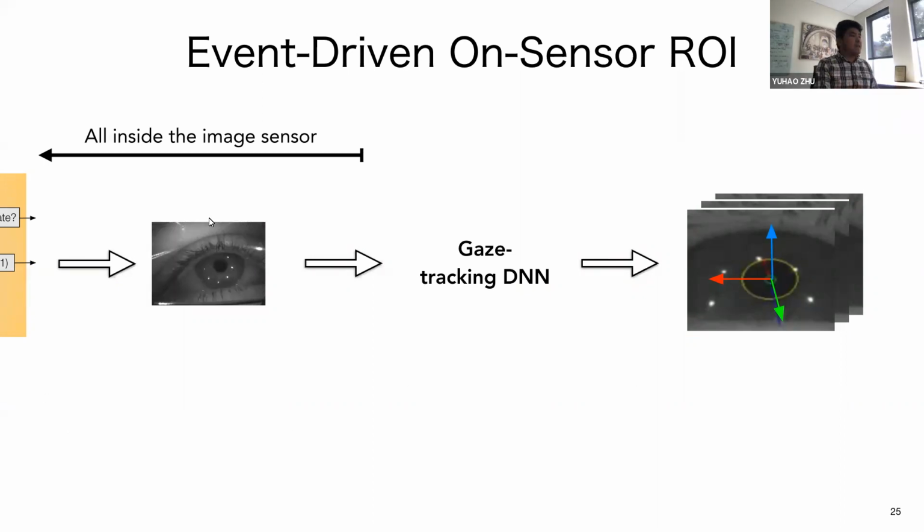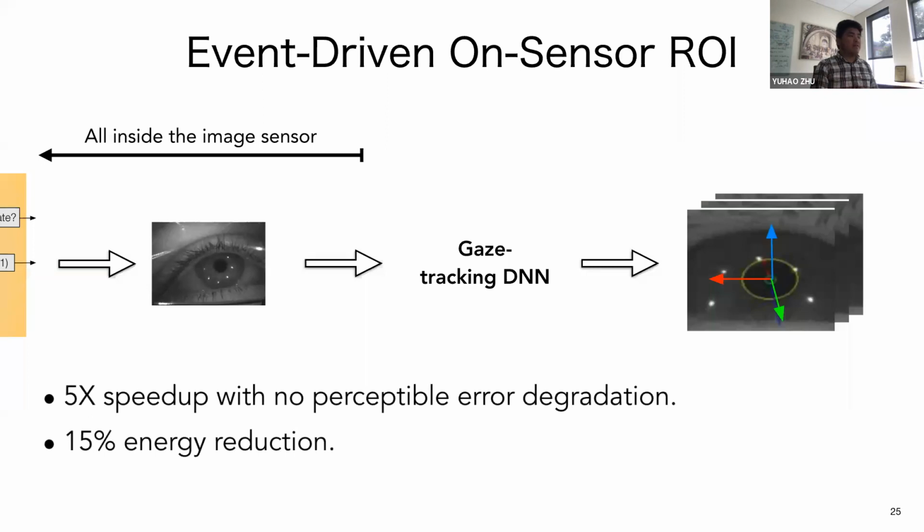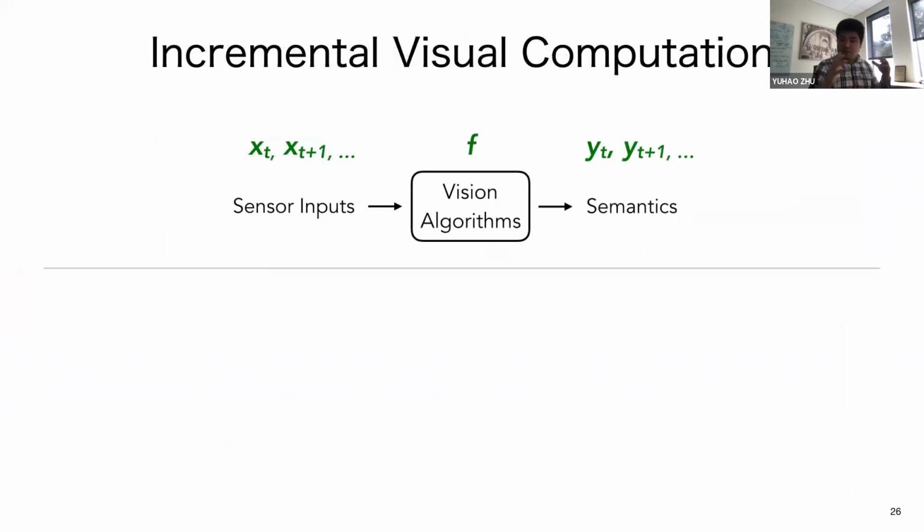Okay, and because of this, we're able to get a 5 times speed up with no perceptible accuracy loss. And we can achieve about 15% energy reduction. The end-to-end system can enjoy 15% energy reduction. Okay, so that is the first idea of in-sensor computing, which is to use events to extract the ROI, which allows us to reduce the data transmission overhead.